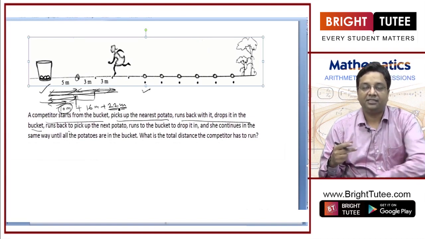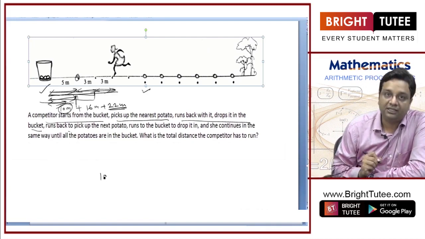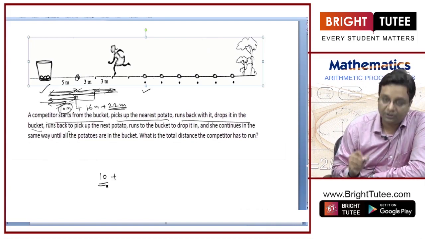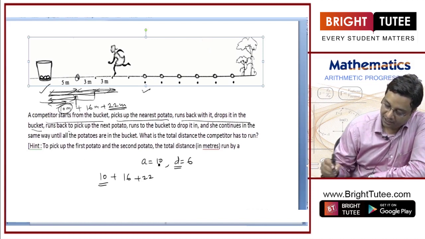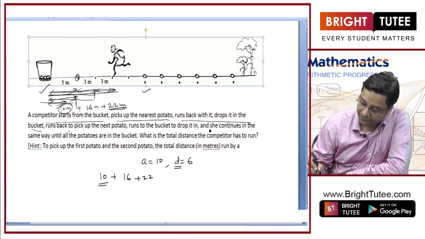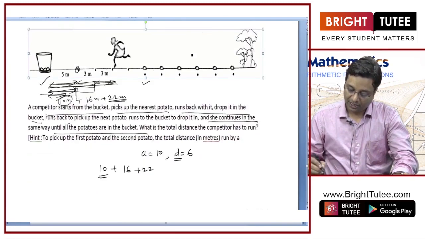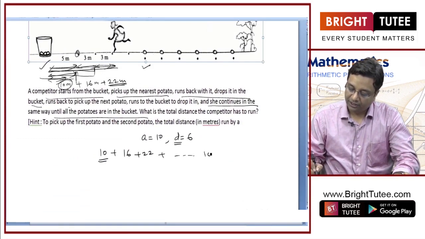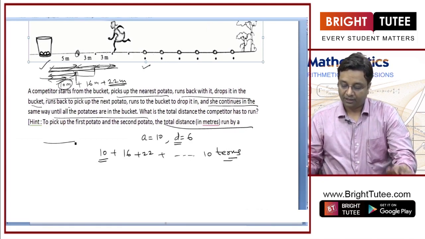So you notice the distance is increasing by 6 meters for each potato, right? The first one he has to travel 10, then 16 meters, then 22 meters. So I can say that the common difference is 6, the first term is 10, and we need to calculate up to how many potatoes. There are a total of 10 potatoes. So I'll have to calculate up to 10 terms. The total distance run by the competitor up to 10 terms.